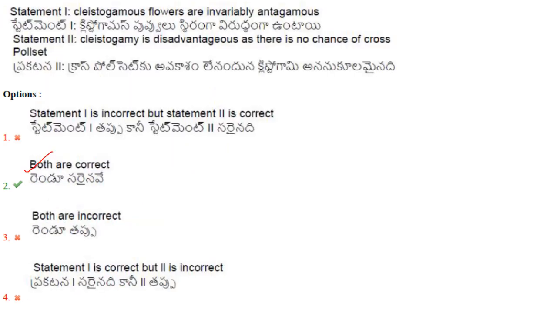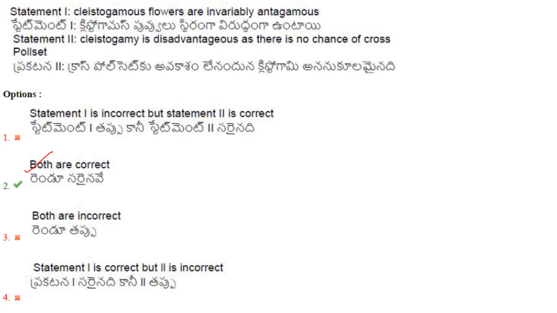Then next one. Clistogamous flowers are invariably autogamous. Clistogamy is disadvantageous as there is no chance of cross-pollination. So clistogamous flowers do not open at all, and in such flowers autogamy occurs. And autogamy is a type of self-pollination where pollination occurs within the same flower. So statement 1 is correct.